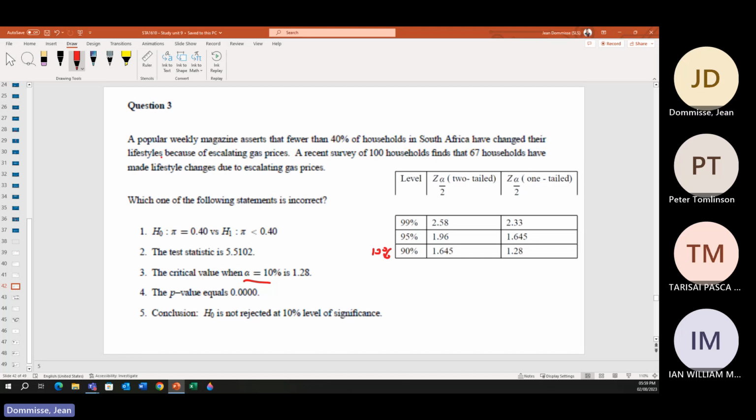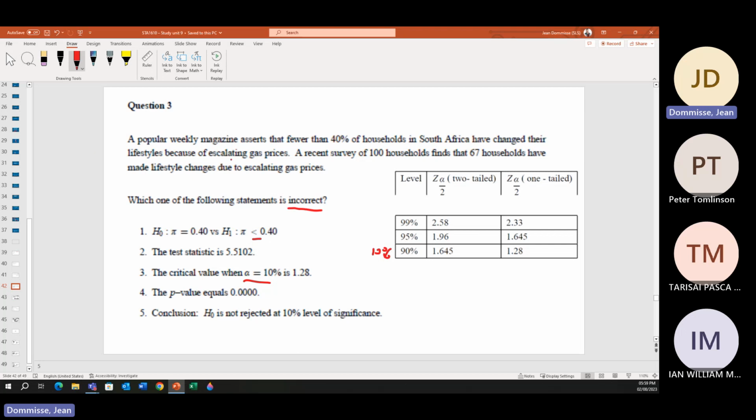A popular weekly magazine asserts that fewer than 40% of households in South Africa have changed their lifestyles because of escalating gas prices. A recent survey of 100 households finds that 67 households have. Which one of the following statements is incorrect?